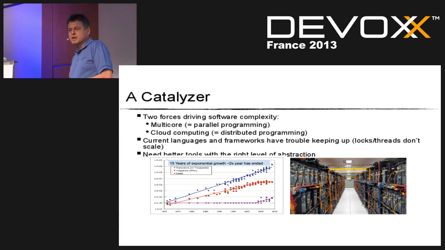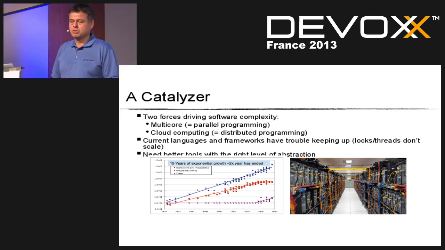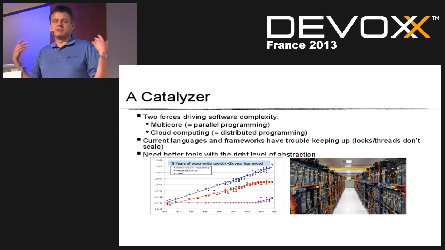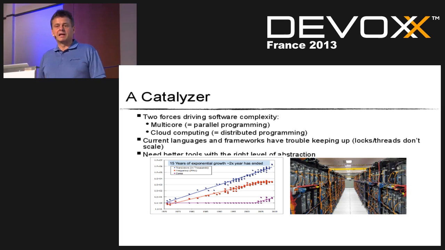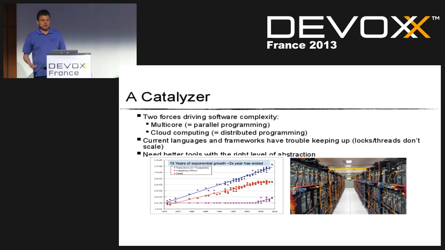But why now? I believe that is due to forces coming in essence from hardware that drive up the complexity, namely multi-core, which forces us to become parallel, and cloud computing, which forces us to write programs that are good at concurrency and distributed programming. Current languages and frameworks have a lot of trouble keeping up with that new paradigm, because we've all seen that locks and threads just don't scale.